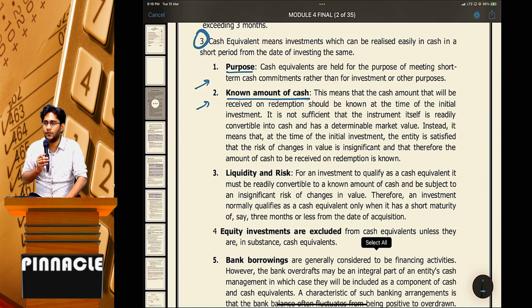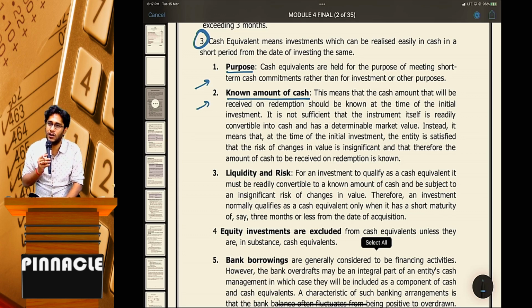Sir, Infosys company shares are highly liquid, sir. No. Why? Why not cash equivalent? Any time you can convert into cash. 3 months end, sir. 1 minute will convert. But is it subject to risk? Yes. Market risk it is facing.